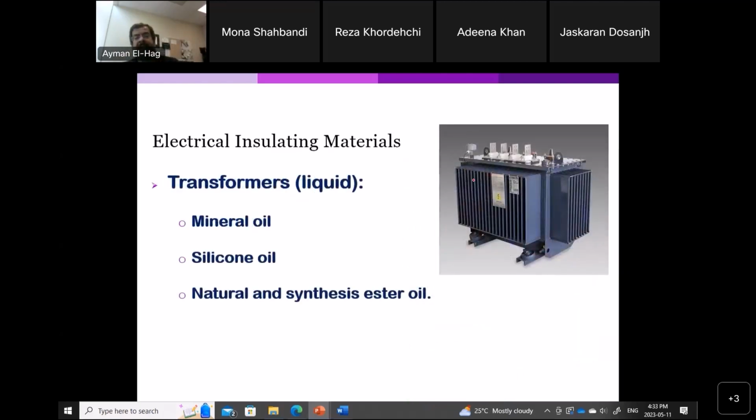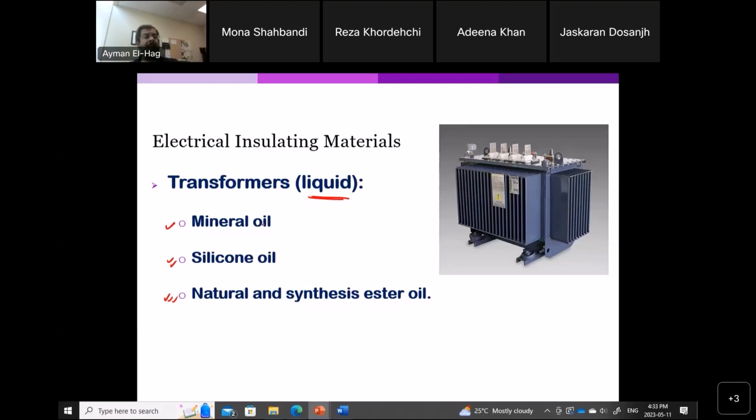Also, the transformer is filled with oil, and oil is extremely important. This is a liquid form of the insulating material. Now, oil basically does two things. It will cool the transformer, as I mentioned earlier, and it will also electrically insulate the high voltage from the tank, which is grounded. And basically we have three different types of oil available nowadays in the market. The most common one is mineral oil. It's a hydrocarbon oil. It is the cheapest one, and it has very good advantages.